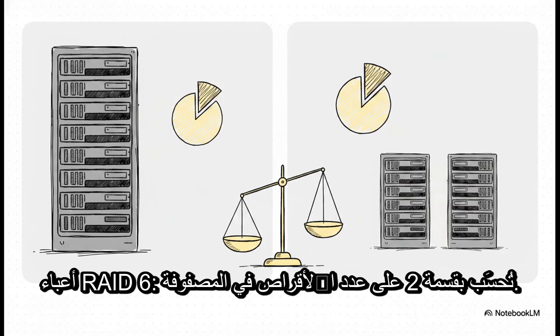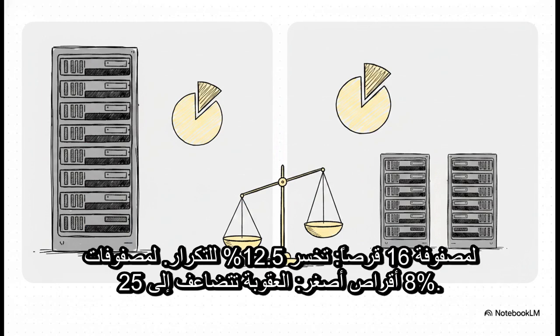And then, of course, we have the physical hard drives. The RAID 6 overhead is calculated by taking 2 and dividing it by the total number of drives in the array. So for a 16-drive enterprise array, you lose 12.5% of your storage to redundancy. But if you split that into smaller 8-drive groups, your penalty doubles to 25%.